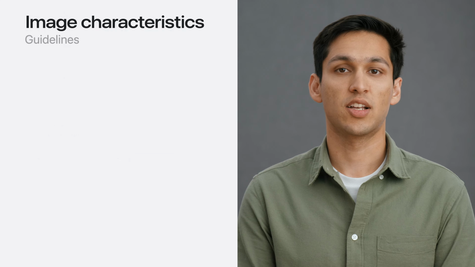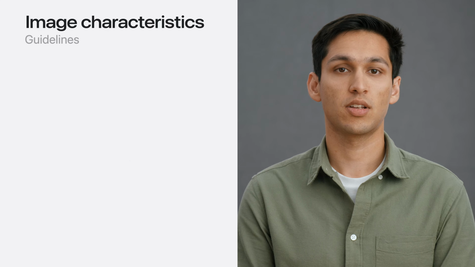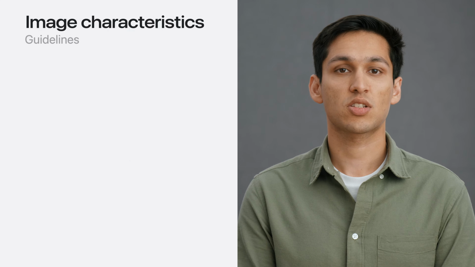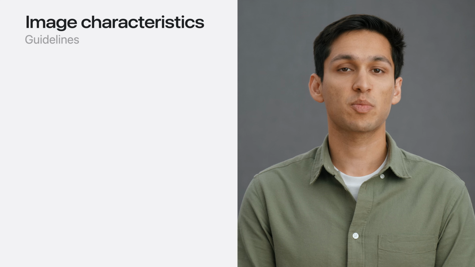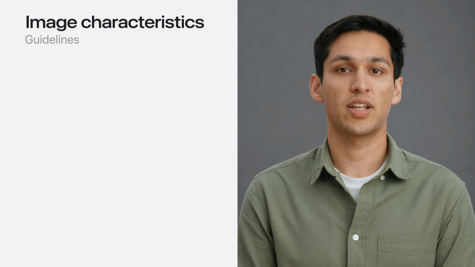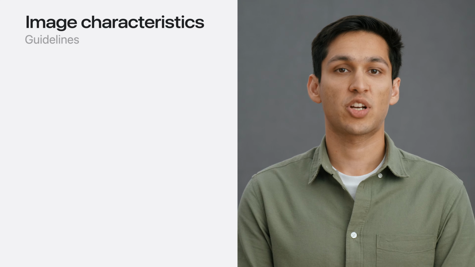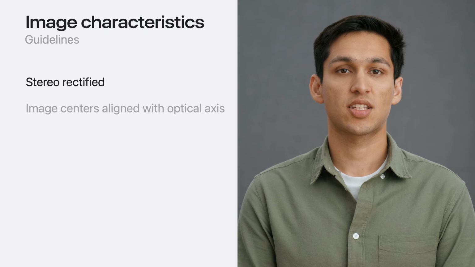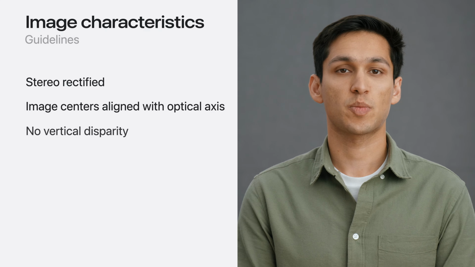Additionally, there are some guidelines for how the left and right images should be created. Since these are image characteristics stored as pixels in the image, they're not explicitly metadata fields, and aren't enforced when checking if a file is spatial. However, they're still important to understand and get right for the optimal viewing experience. For optimal image characteristics, the left and right images should be stereo rectified, have optical axis alignment, and have no vertical disparity. That's a lot of new technical terms. To understand them better, let's see an example.